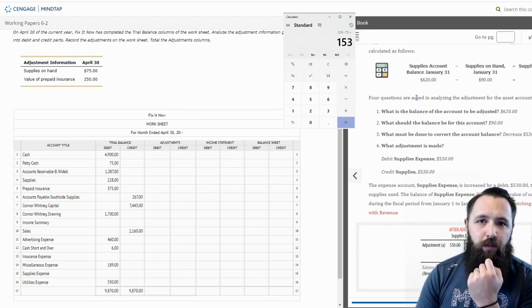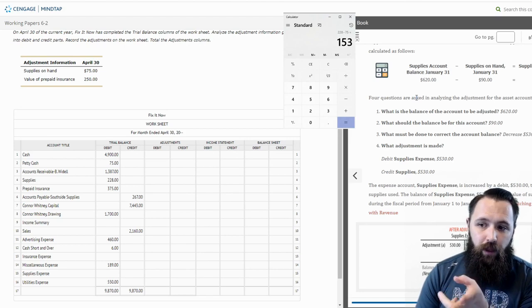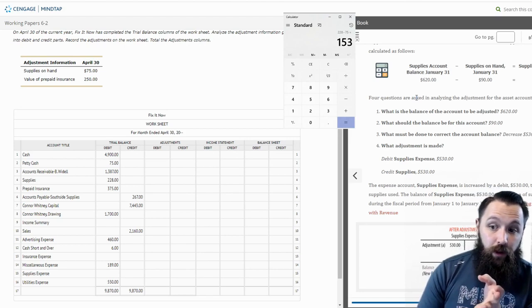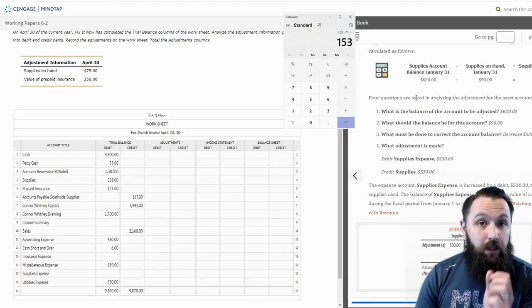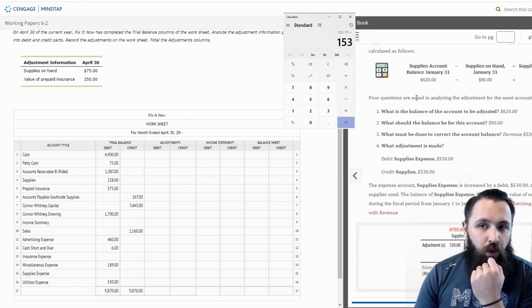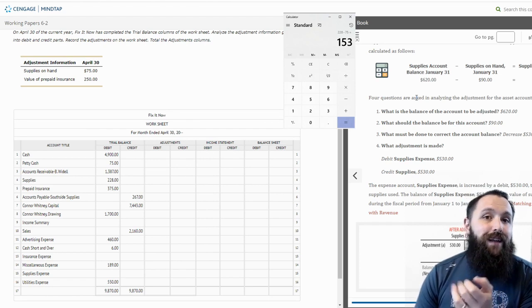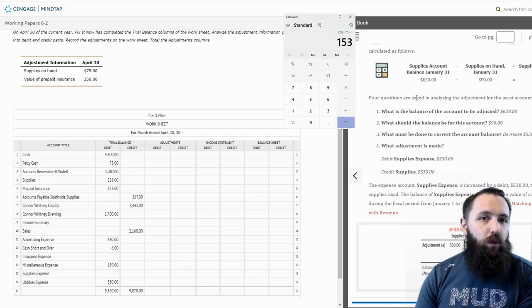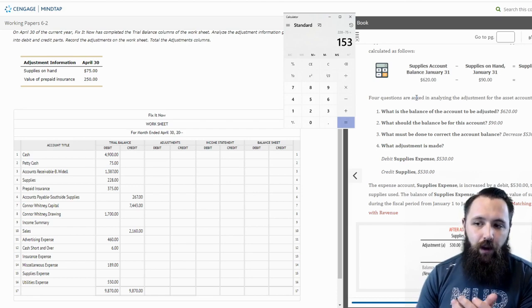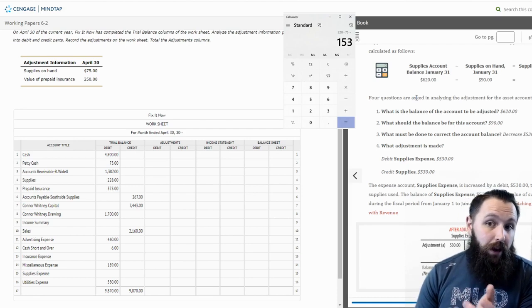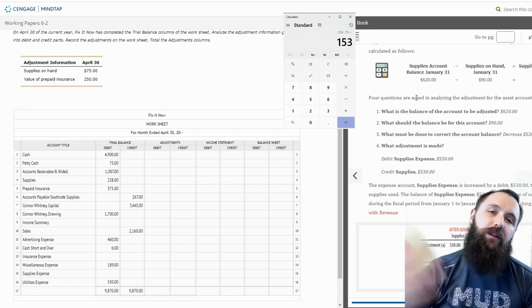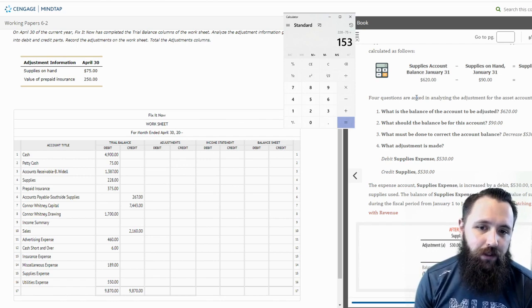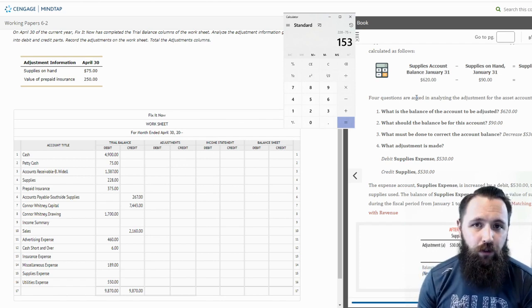And what adjustment must be made? Let's look at the debit first. We are going to need to debit supplies expense the $153 to make supplies expense correct, up to date. Then, because supplies is an asset, we need to decrease the supply account by $153. How do we decrease an asset? We credit it. Okay, so those are the 2 things that we need to do here.